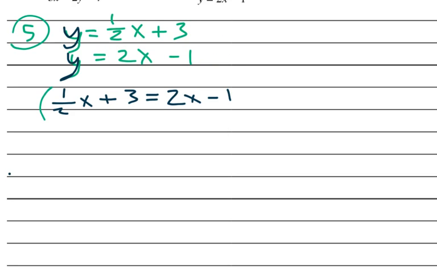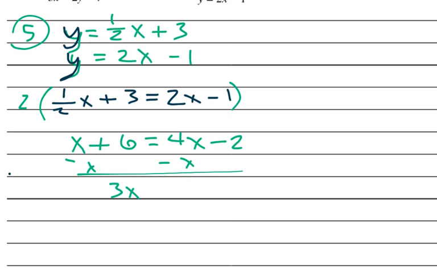A lot of people don't like to deal with fractions, so if I doubled everything, my fraction would go away, and I would have x plus 6 equals 4x minus 2. Subtracting x from both sides gives me 3x equals 6. Since I was cutting a corner and starting to get tripped up, I'll just go 6 equals 3x minus 2. Add 2 to both sides. Then I get 8 is equal to 3x.